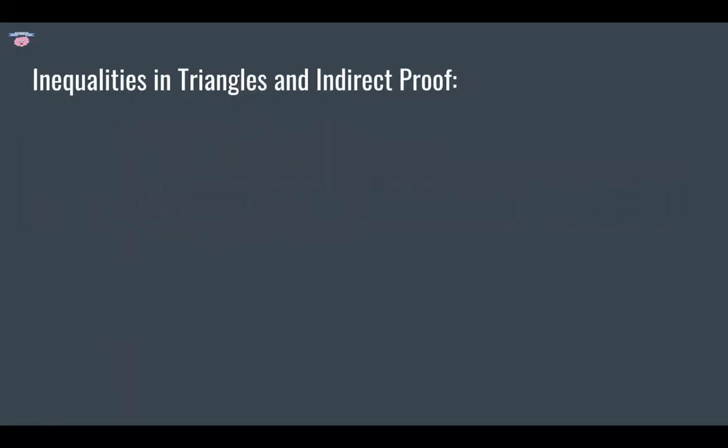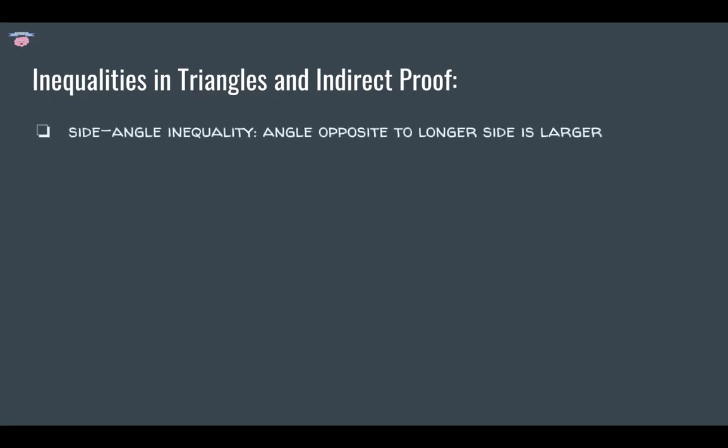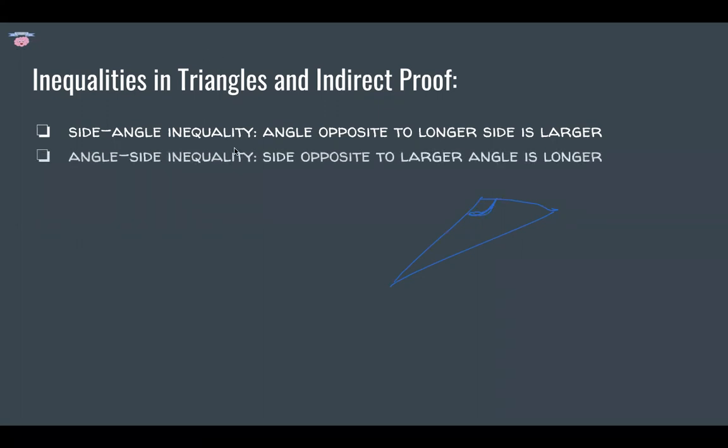So some more things about triangles. Inequalities in triangles. You've probably heard one or more of these before, but didn't know it was actually a property. The side angle inequality. You probably guessed this is true, but the angle opposite to a longer side is larger. So if this was a triangle and this side is longer, the angle opposite to it, this, is larger. And this works the other way too. The side opposite to a larger angle is longer, as we can see from here.